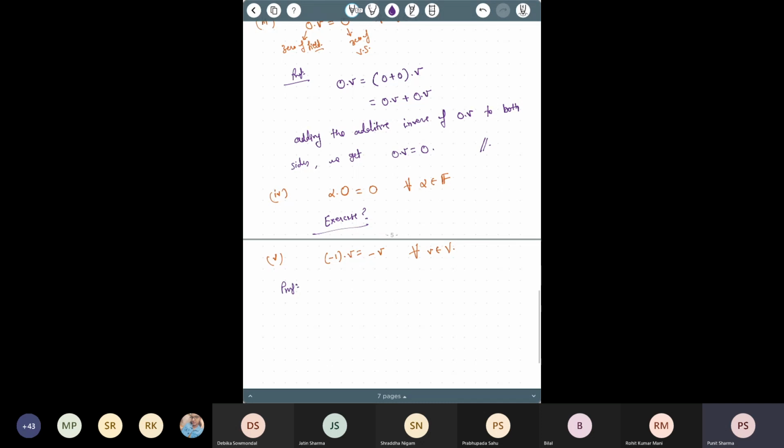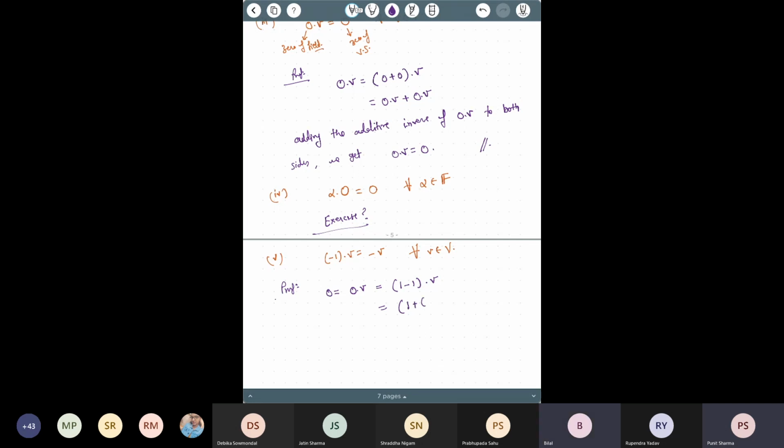By using the third result, 0 dot v is equal to 0. Then write 0 as 1 minus 1. So 0 equals 0 dot v, which is equal to (1 minus 1) dot v. Then, by the distributive law, we can write this as, just a notation, 1 dot v minus 1 dot v.